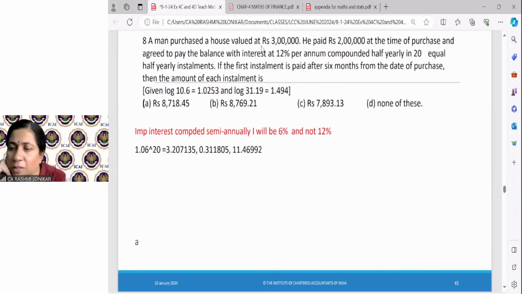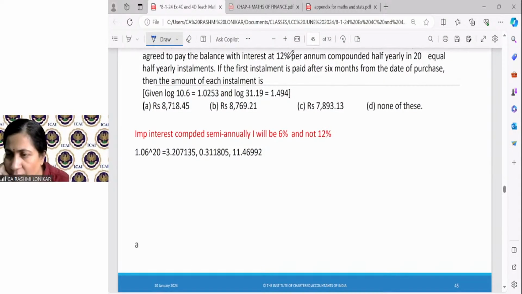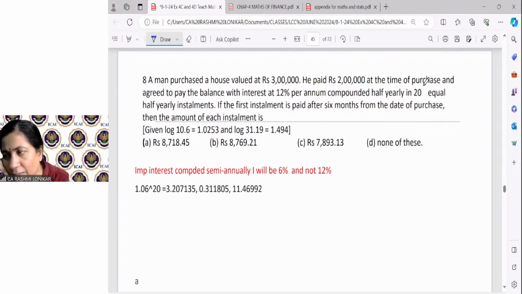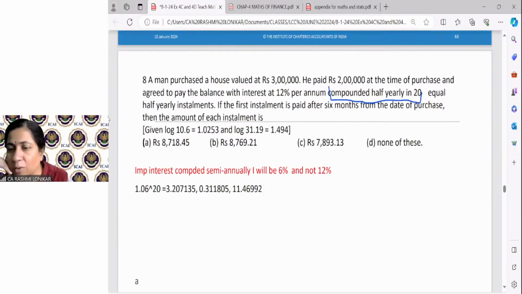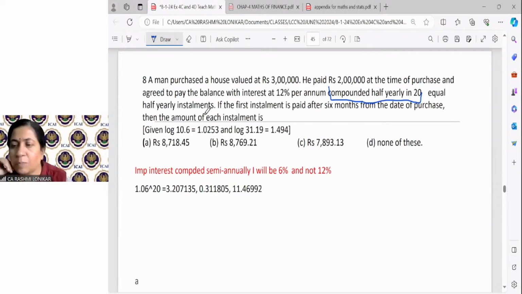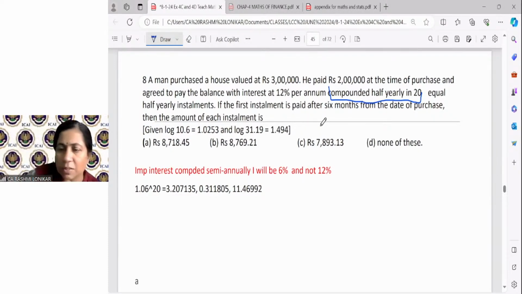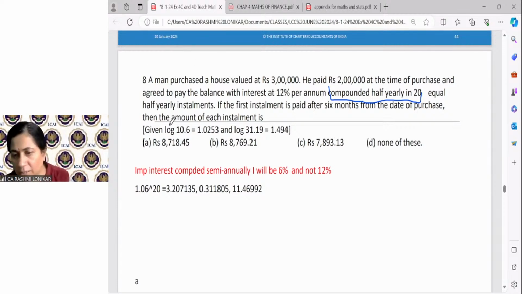A man purchased a house valued at 3 lakh. He paid 2 lakh at the time of purchase and agreed to pay the balance with interest at 12% per annum, compounded half yearly, in 20 equal half yearly installments. If the first installment is paid after 6 months from the date of purchase, then the amount of each installment is. Okay. So in this case, the important thing to remember is interest is compounded semi-annually.